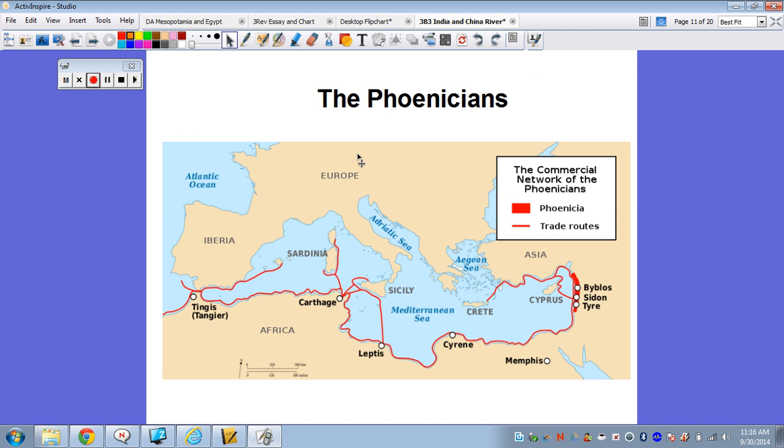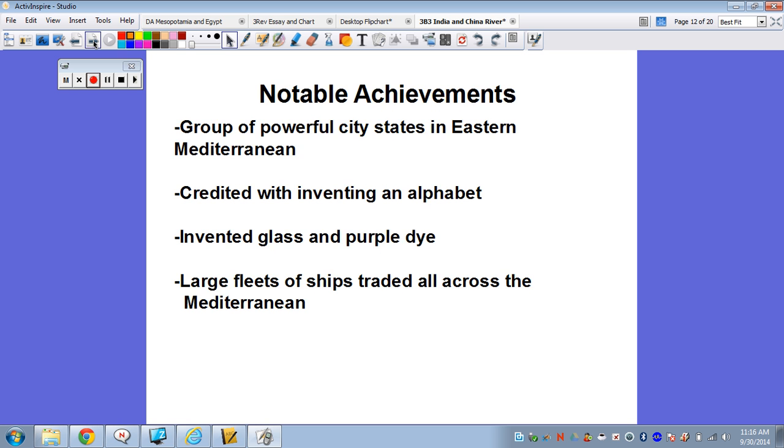Alright, so moving on to the Phoenicians. They were a civilization that sprouted up a bunch of different city-states on the eastern Mediterranean, modern-day Jordan, Israel area. And they're going to be close to the Mediterranean Sea, and they're going to use that to their advantage. They're going to develop a whole lot of different trade routes on the Mediterranean. So they're going to be one of the first civilizations that really goes all in on sea trade.